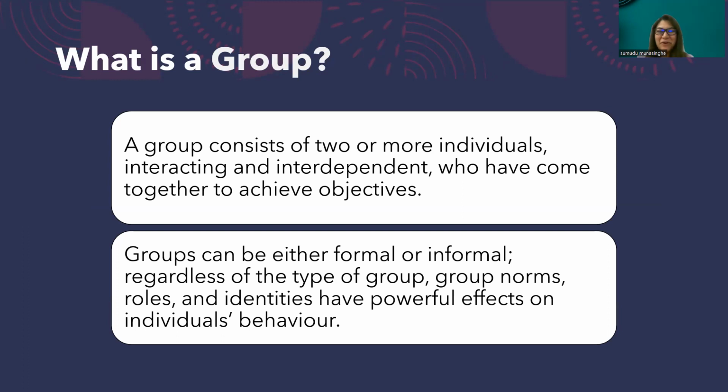I'm sure this might not be a very uncommon or surprising term for y'all. A group, in the simplest possible manner, we can define as a combination of two or more people who are interacting with each other and who are interdependent and who have come together to achieve a particular objective. So it can either be a formal group or an informal group, regardless of the type. The group norms, the roles, and the identities have a powerful effect on individuals' behavior.